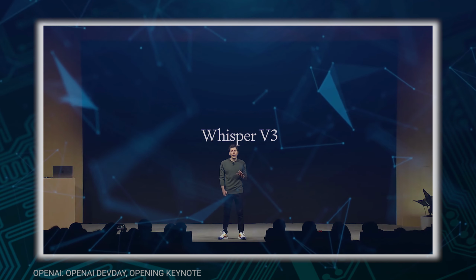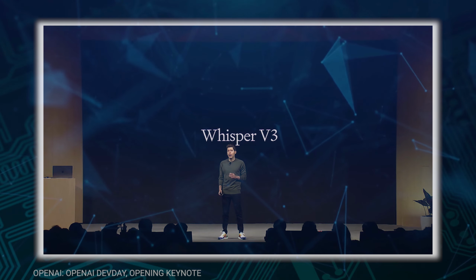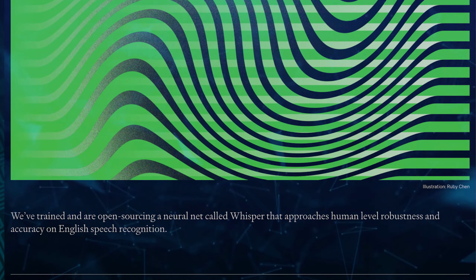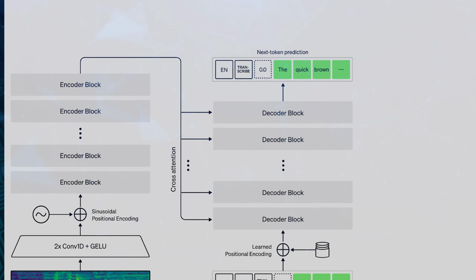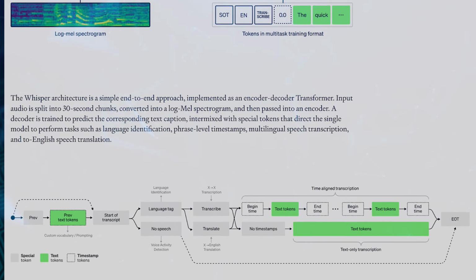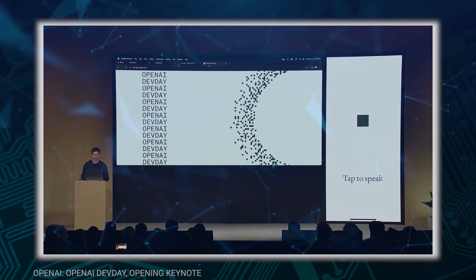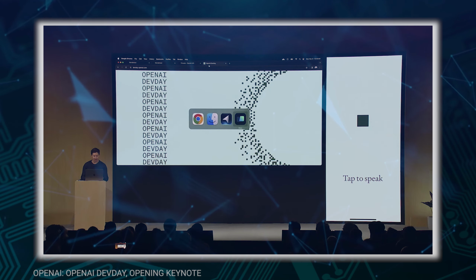In a related development, OpenAI has launched the latest iteration of its open-source automatic speech recognition model, Whisper Large v3. The company asserts that this version exhibits enhanced performance across multiple languages. It is accessible on GitHub and is made available under a permissive license.